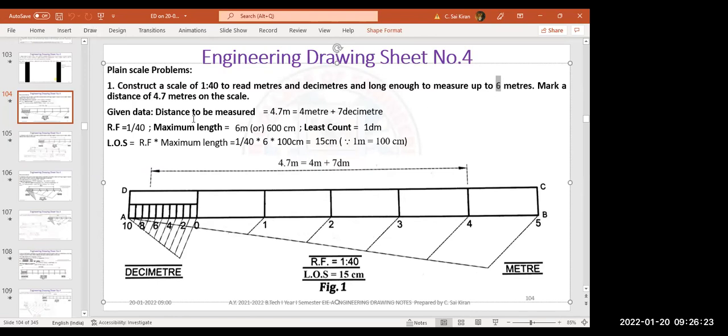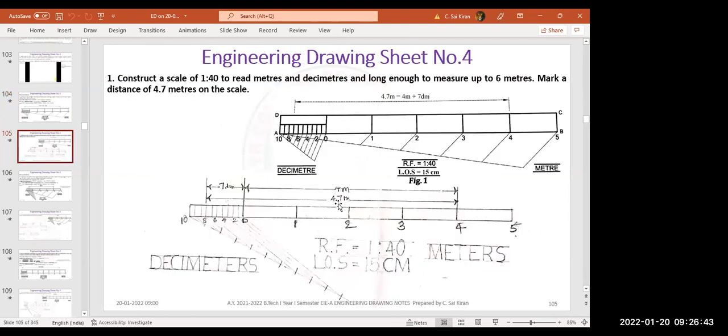And now I need to measure 4.7 on my scale. So 0 to 4, I will highlight. And then from the decimeter scale, I will highlight 7 decimeters. So 4 meters plus 7 decimeters becomes 4.7 meters. Okay. So you have to represent 4.7 meters separately: 4 meters separately, 7 decimeters separately.